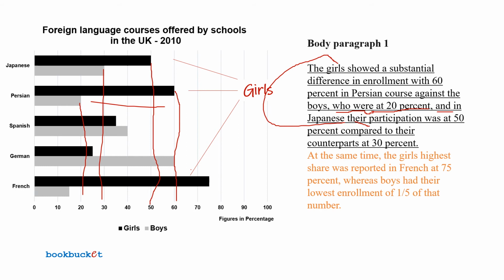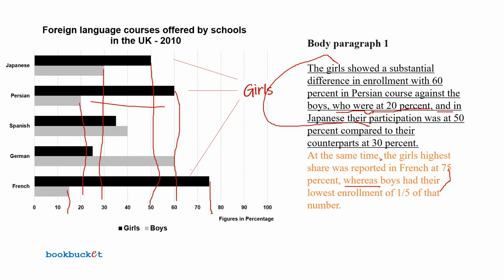Okay, yes. The girls' highest share was reported in French. You can see that our highest percentage was in French language, 75. Okay, now the data is clear, it's between 70 and 80, 70%, whereas boys had their lowest enrollment of 1/5 of that number. Our boys' enrollment was just 1/5 of that number. Again, that number is 75. Okay, 75 into 1/5 is only 15, according to the details available from the graph. So 1/5 of 75 is 15.